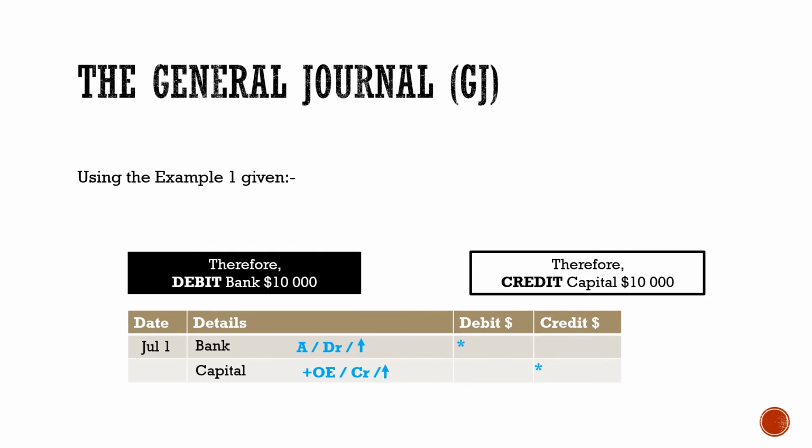The last and final step is to put in the amounts that represent the effects. And here, there was a debit of $10,000 to the bank account and a credit of $10,000 to the capital account. To check that we have the transaction recorded correctly, we need to make sure that all the amounts on the debit side equal the amounts recorded on the credit side.